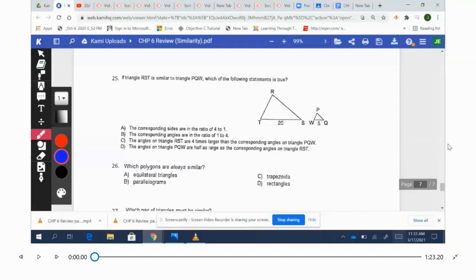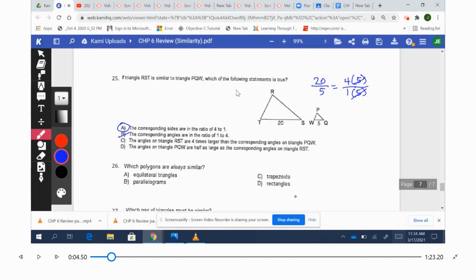Page 7 of our Chapter 6 review. So 25, real quick, anytime they want to change the angles, the figures will no longer be similar. So B, C, and D are all out.